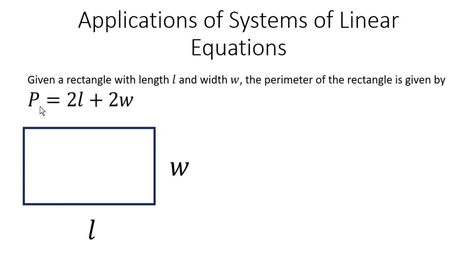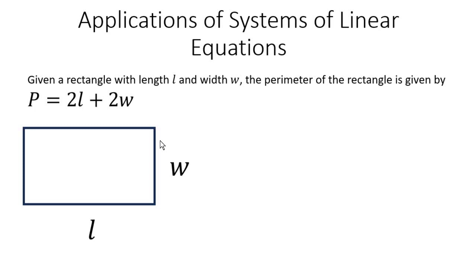And that's why the formula for the perimeter of a rectangle is two L's, the top L and the bottom L, and two W's, the left side width and the right side width. All right, so we have the perimeter of a rectangle given by this formula. We can use that to solve questions that involve the perimeter of a rectangle.